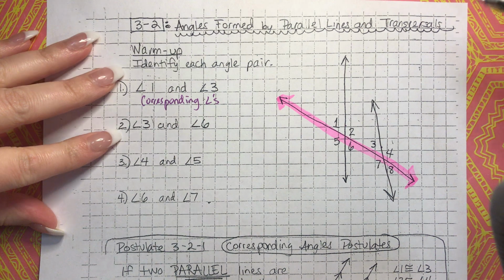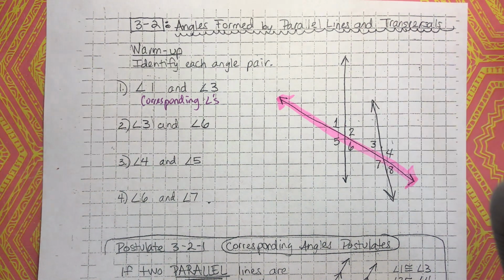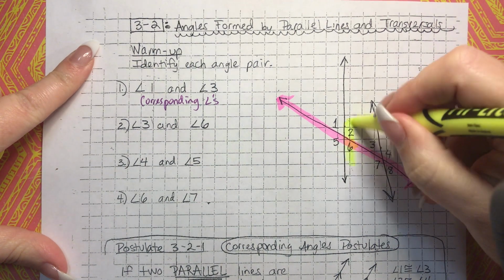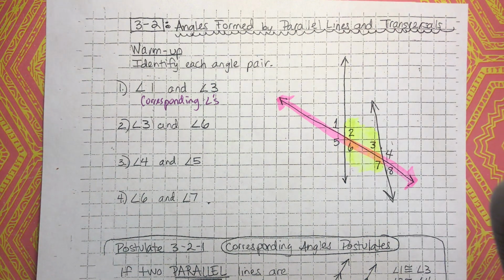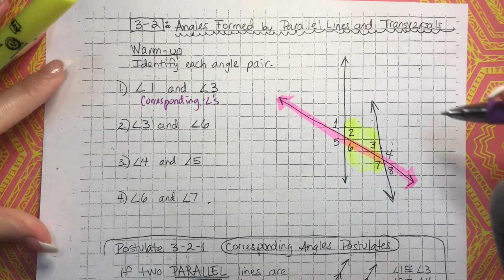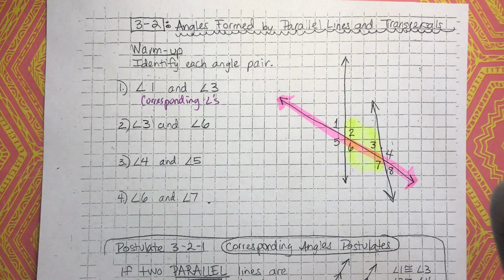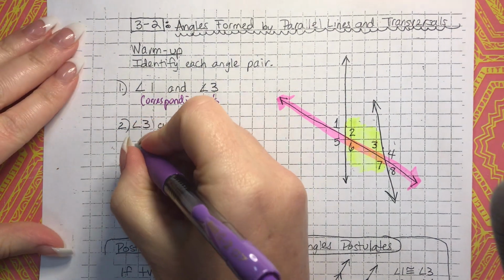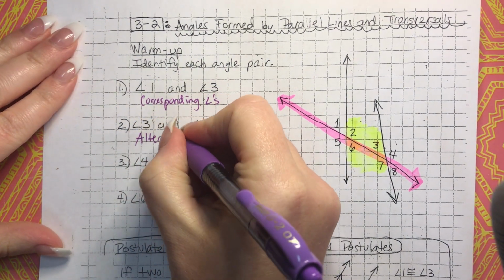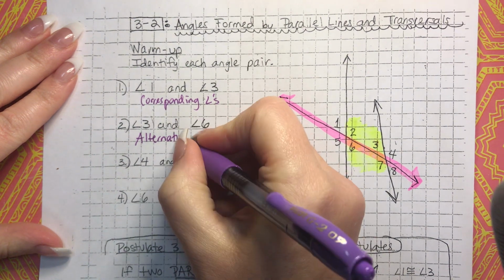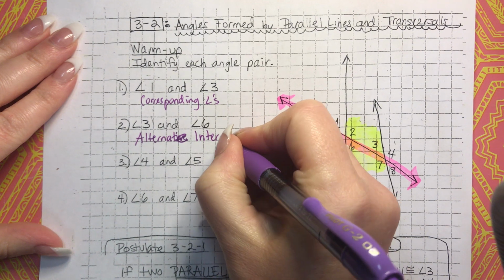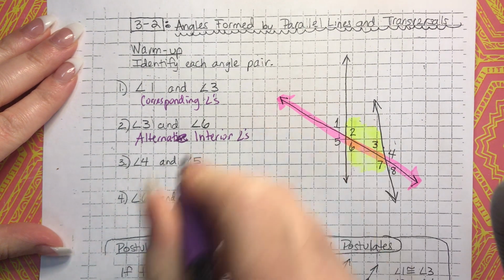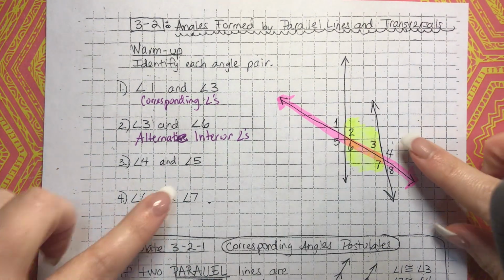Okay, let's look at 3 and 6. So 3 and 6 are actually both, remember, interior. They're on the interior part, inside of both of these lines. So those are interior, and they're on alternate sides of this transversal. So that means they are alternate, just alternate, make that a biggie. Alternate interior angles.